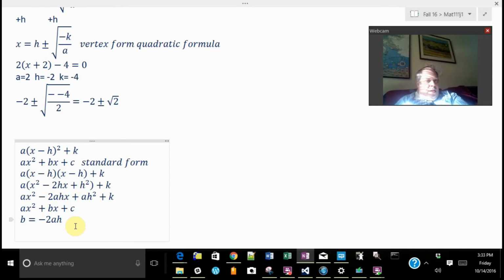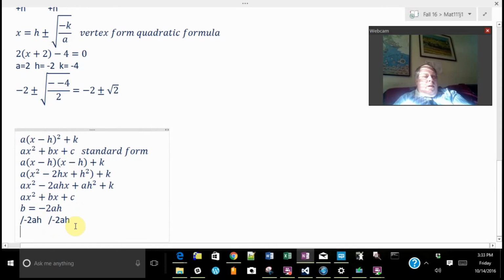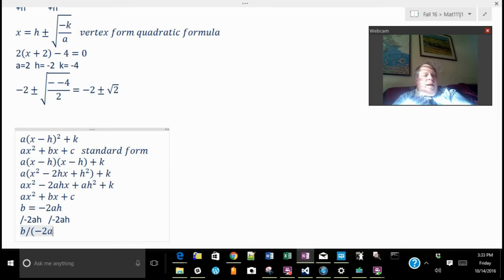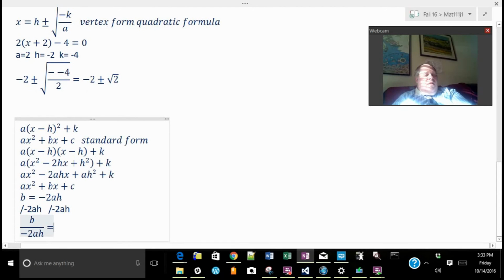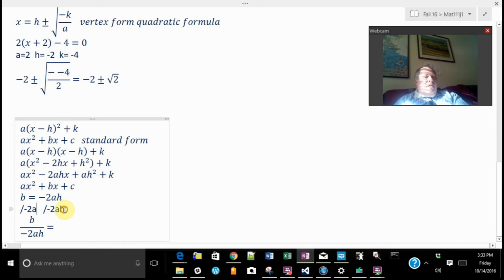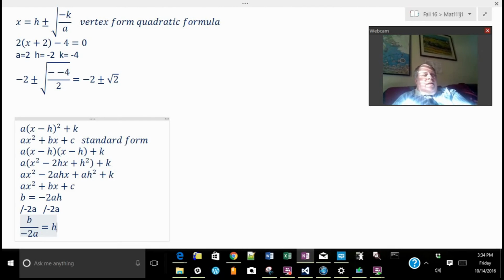We're going to divide both sides by minus 2a. Going to parenthesize, remember PEMDAS. I did that wrong at first, it's minus 2a, not minus 2ah. So b over minus 2a is h. So that is the formula.